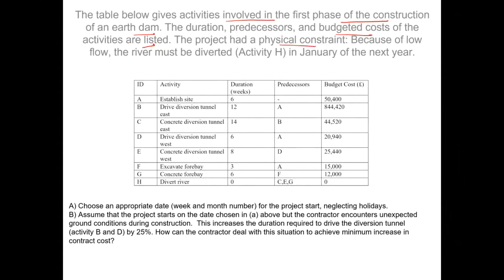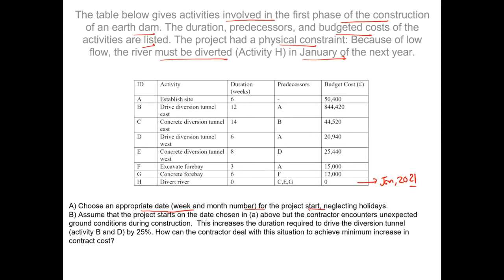The project had a physical constraint. Because of a low flow, the river must be diverted in January of the next year, right? So definitely we have been alerted that this activity has to take place in January of the next year. Let's assume it's 2021. So the question here is, first of all, if that is the case, when shall we start the work on this project? Choose an appropriate date, week, and month number for the project start, neglecting the holidays.